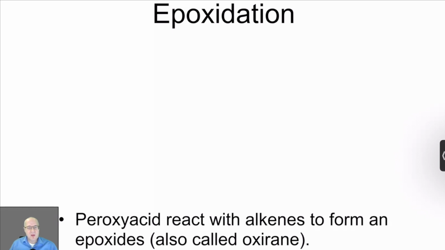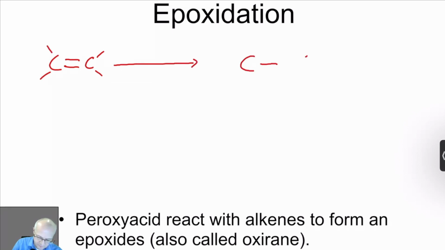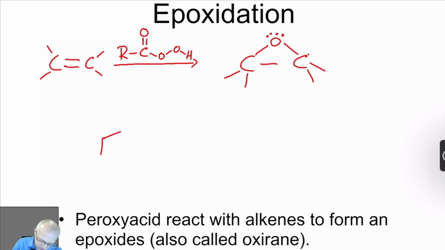Next up, epoxidation. Epoxidation takes an alkene and generates an epoxide from it. This is done with a peroxy acid, which is this group I'm drawing right here. This is a generic peroxy acid. The most common one that's used almost all the time is this one.